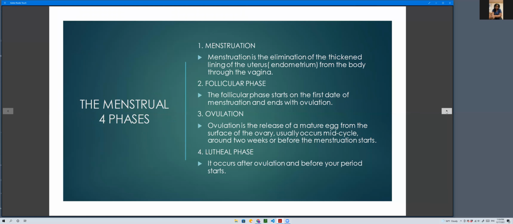Menstrual phases. Menstruation has four phases. The first phase is menstruation. The second one is the follicular phase. The third one is ovulation. The fourth one is the luteal phase.